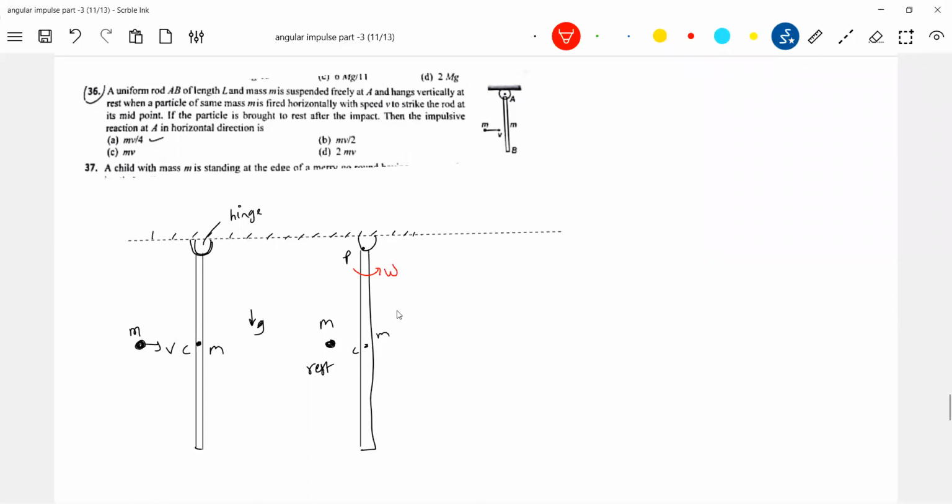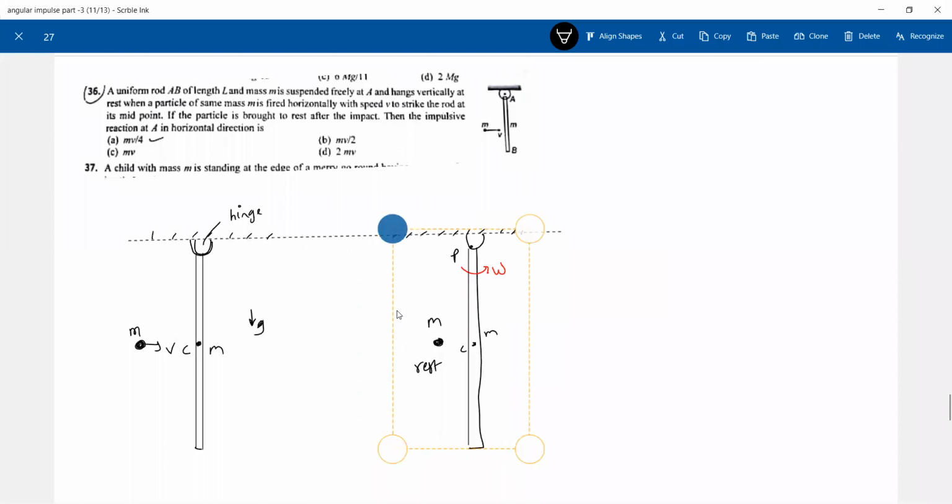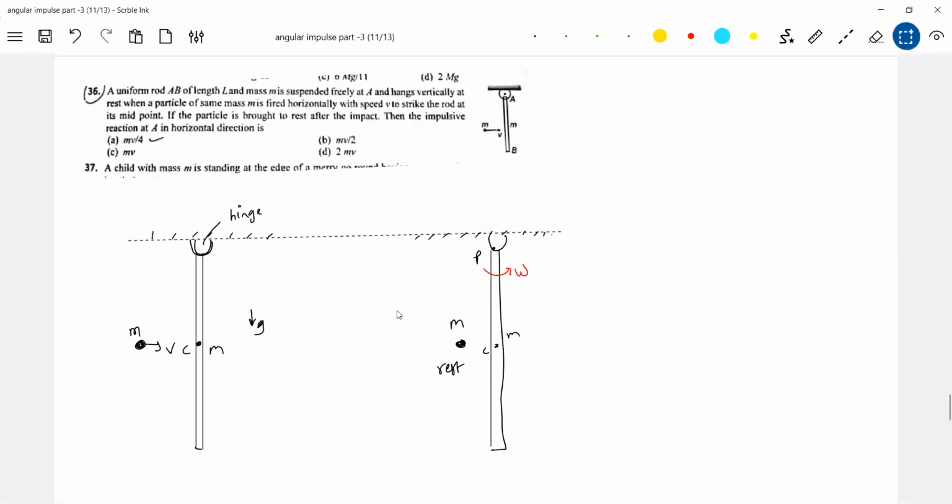We'll calculate that omega first. How to calculate that omega? Conservation of angular momentum. Why only conservation of angular momentum? About the hinge only.